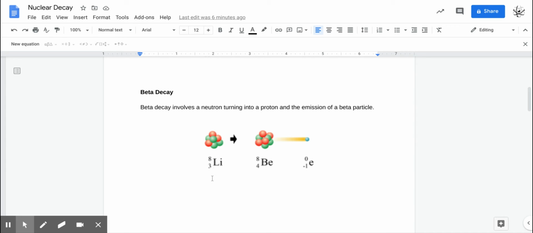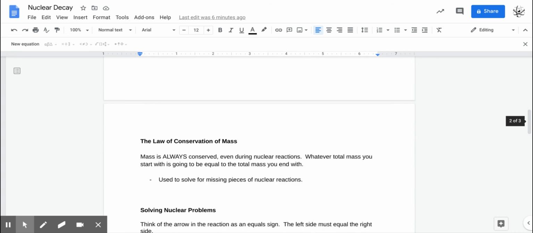Let's check our beta decay problem. Again, from the left side to the right side, I should have the same amount of mass. So 8 is equal to 8 plus 0. Well, that's true. And 3 is equal to 4 minus 1. Well, that's true too. So beta decay also shows the conservation of mass. Let's look at some more problems.